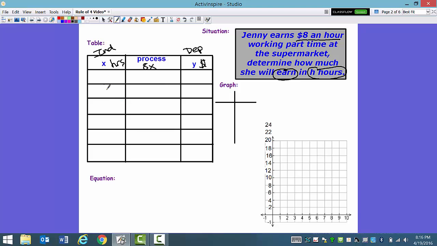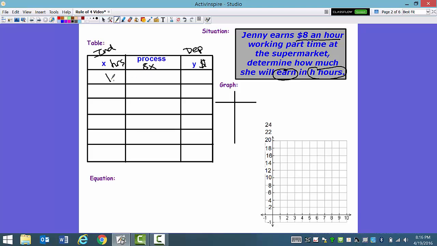Some tables will give you x values and want you to determine y. Some tables do not. You get to choose your own x values. So we're going to choose the x values. I'm going to start with 1 hour. And the reason is because my graph is small. It's not a real big graph, so I can't get into larger numbers. I'm going to have to keep them small.